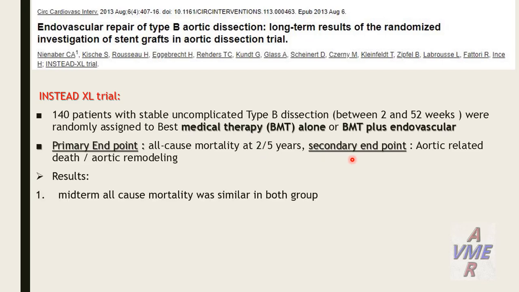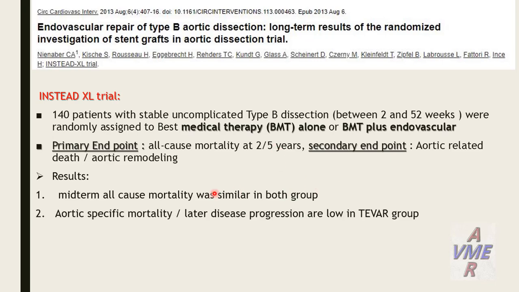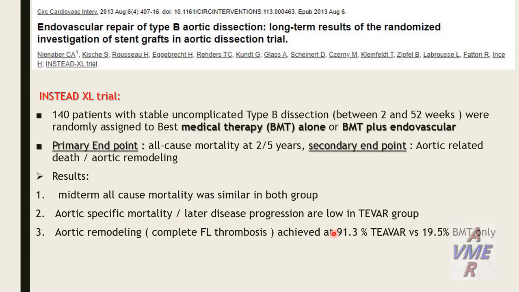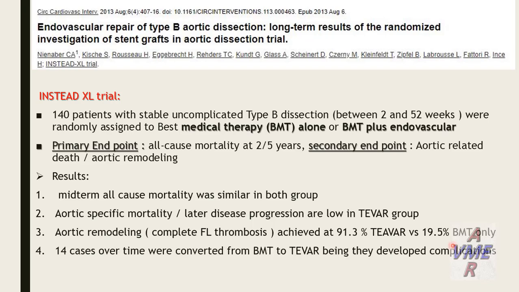The result of the INSTEAD-XL trial. Mid-term all-cause mortality was similar in both groups, the medical and intervention groups. Aortic-specific mortality and later disease progression are lower in the TEVAR group. Aortic remodeling, with complete false lumen thrombosis, is achieved in the TEVAR group in 91% and in only almost 20% in best medical treatment. 40 cases over time were converted from the best medical treatment group to the TEVAR group, because they developed complications.